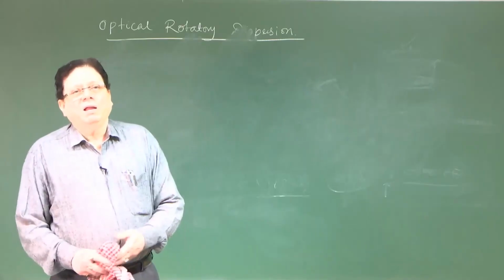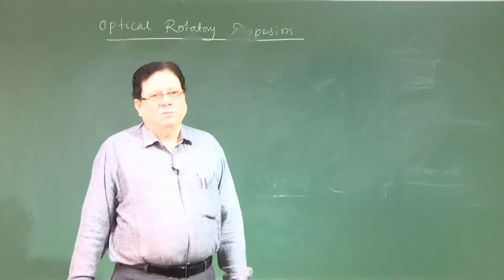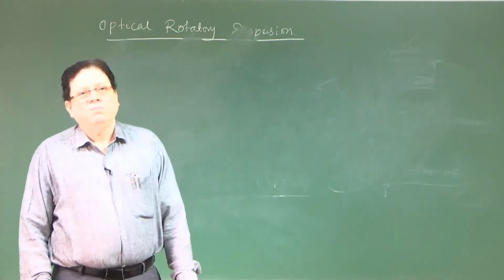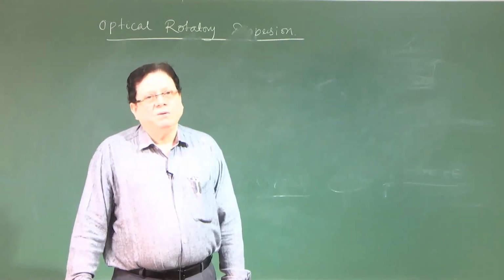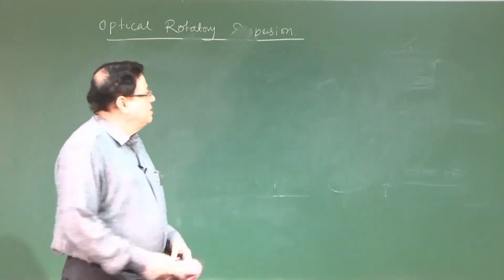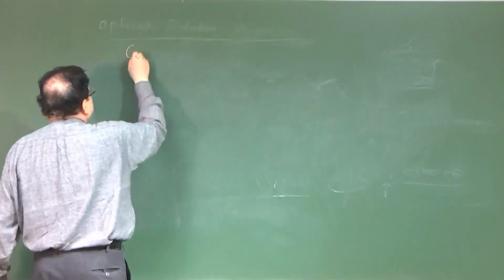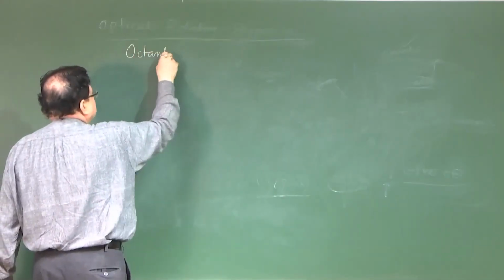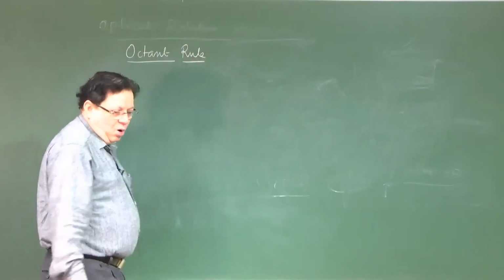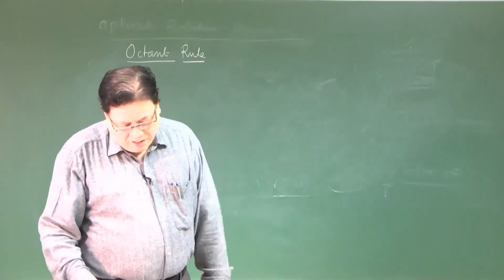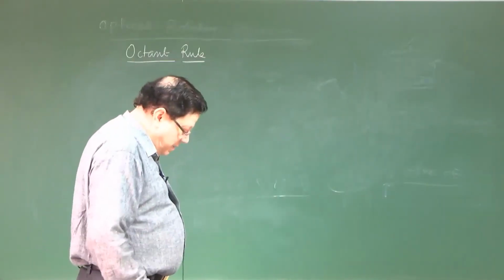However, a better and more widely applicable rule, which was also empirical, was proposed in the 50s, and that was called the Octant rule. So basically we had two rules, one was the axial haloketone rule and the other one was the Octant rule. The Octant rule says that you have the cyclohexanone system.